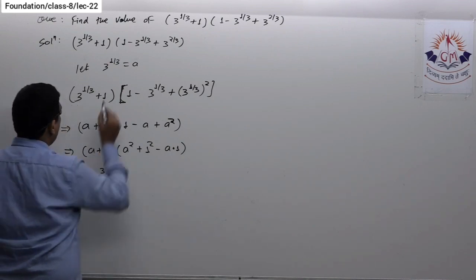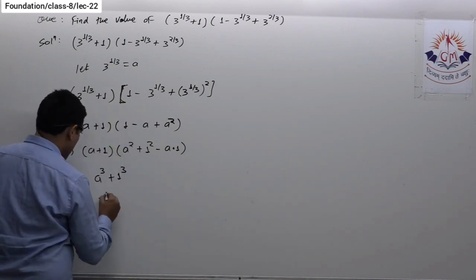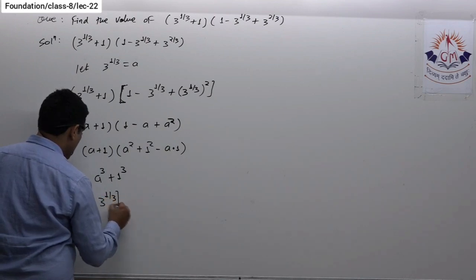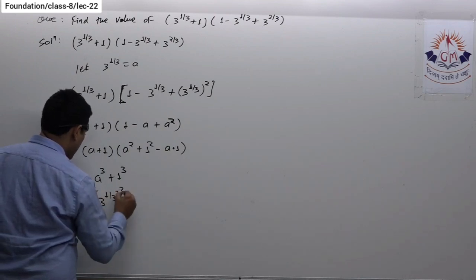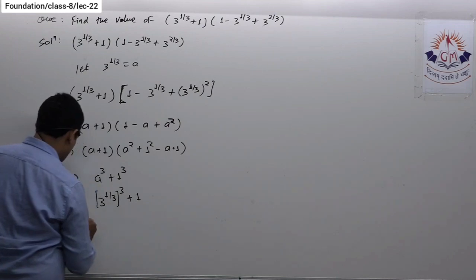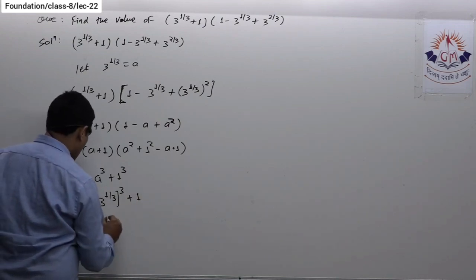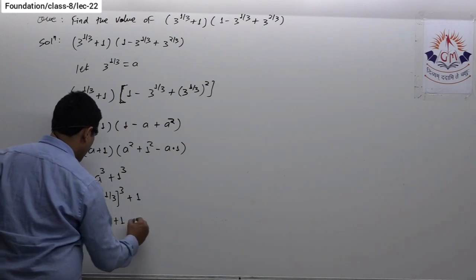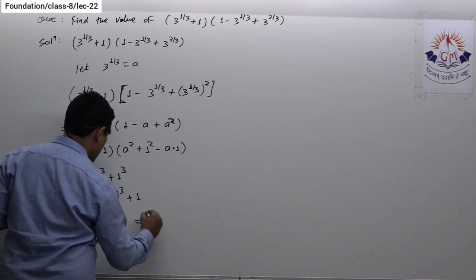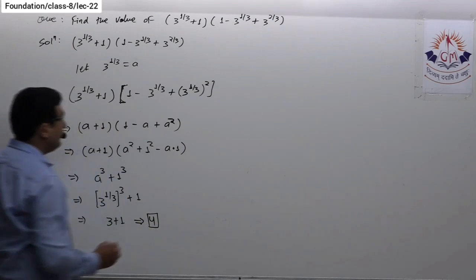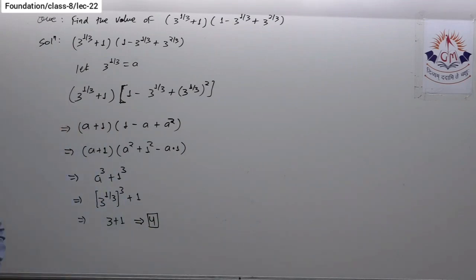Now what was a? A is 3^(1/3), and now its power is 3, plus 1. So this is 3 and this is 1. So ultimately the answer will be 4. This is a little bit easier one, so please note it down. Then we'll see the next question.